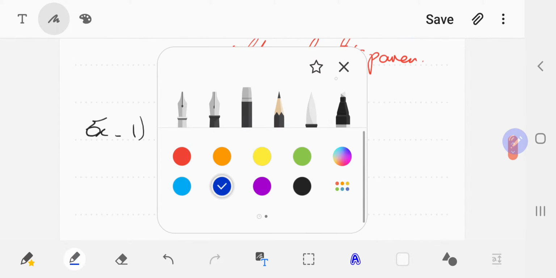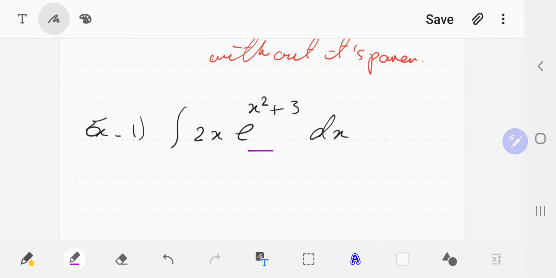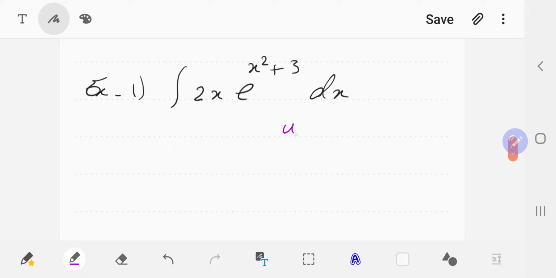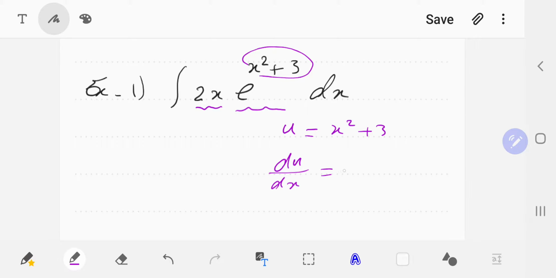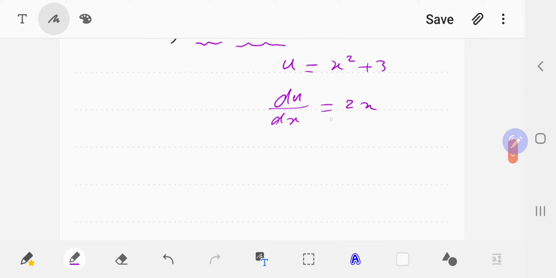If I have this example, it's multiplication, 2x times e to the power of x squared plus 3. It's ready. So what should I do with that? It's not simple multiplication. So immediately I have to choose u, and that's normal times exponential. So u will be the power of exponential. Derive it. That will be 2x. Cross multiply to get dx. So dx will be du over 2x.